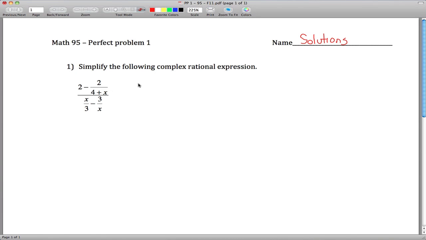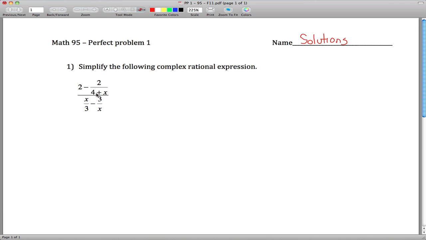Here's solutions to perfect problem 1. Let's see, we're asked to simplify this huge mess of a complex rational expression. Okay, so it's a huge mess, and the way it's written, the way to think about it is you have two fractions up top here and then divided by two other fractions. So if it were just one fraction over a fraction, there's a way we can deal with that.